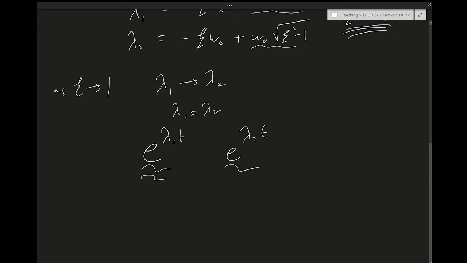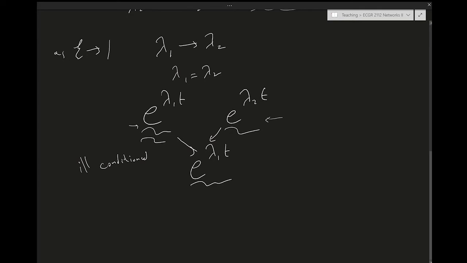When we reach 1, we end up collapsing the solution space, meaning instead of having two distinct solutions, suddenly we have one solution. e to the lambda 1 t or lambda 2 t becomes the same. So we end up collapsing the solution space from two dimensions, two distinct solutions, to one distinct solution. This sort of phenomenon is called ill conditioning. It becomes an ill-conditioned system, right?